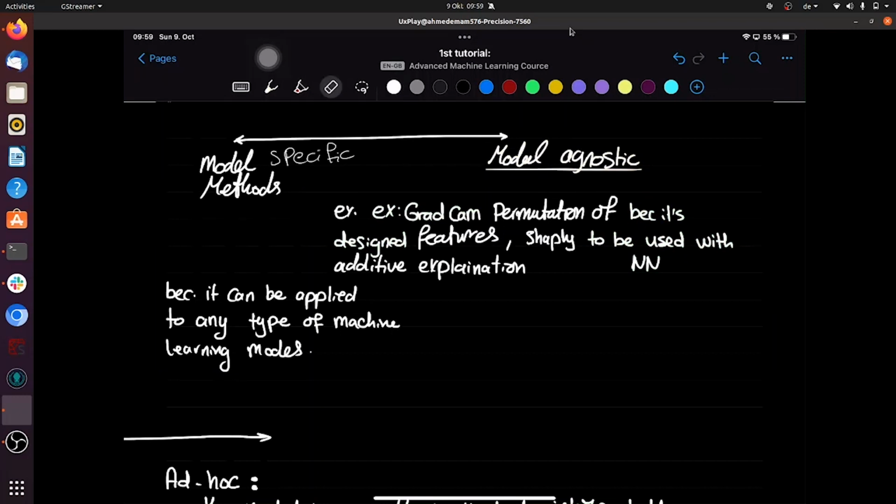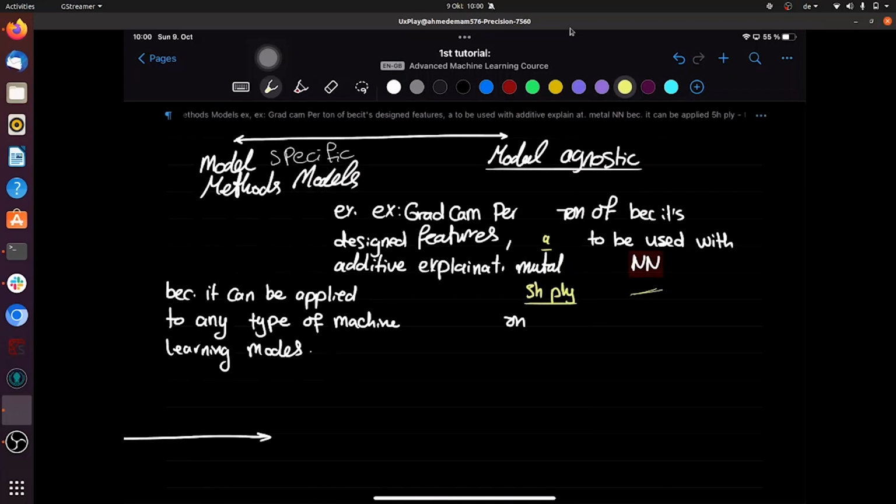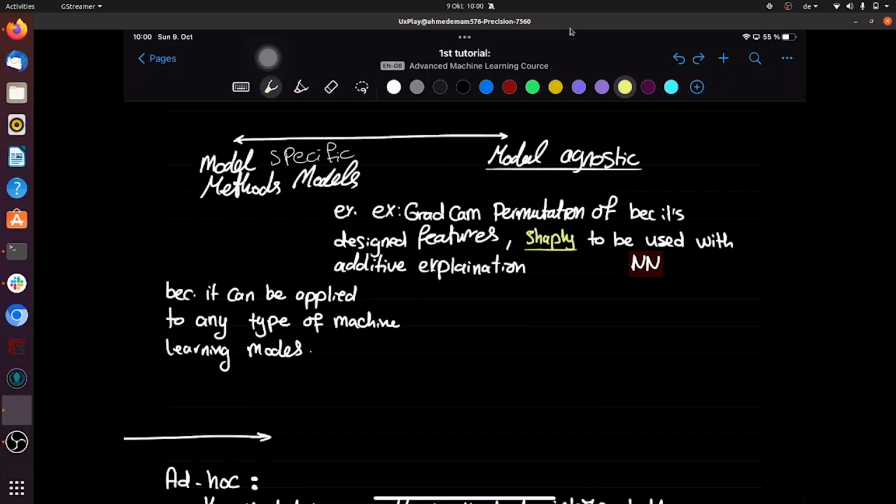Model specific methods are a specific group of explainability methods which can be used only with a single group of algorithms. For example, Shapley methods can be used only with neural networks. So Shapley is used better with neural networks, and it can describe in a sort of way the decision-taking mechanism of a neural network. On the other hand, there are model agnostic methods. And what's the meaning of this? That there are explainability methods which can be used on different types of models and different types of algorithms.